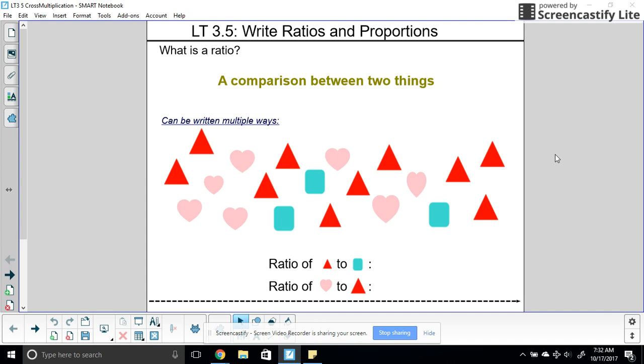Today we're going to talk about how to write ratios and proportions. And first, we need to understand what is a ratio. A ratio is just a comparison between two things, and we can write them in three different ways. The first way is with the semicolon. The second way is just writing the word "to," T-O, and the third way is writing a fraction. All of them are correct ways to write a ratio.